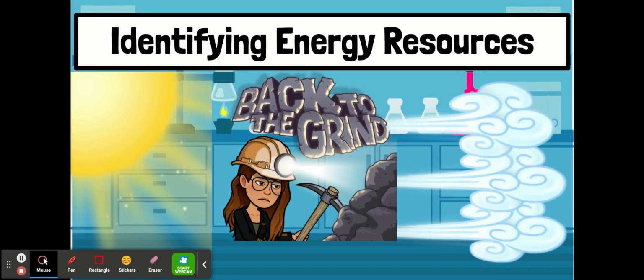And this week, we are going to be talking about identifying energy resources. Eventually, it'll be up to you to investigate the costs and the benefits of different types of energy sources. But this week, we'll just spend some time getting to know what those different sources of energy we use are.